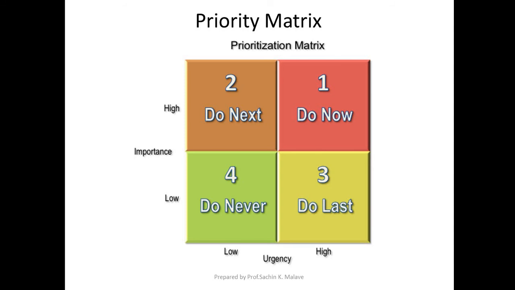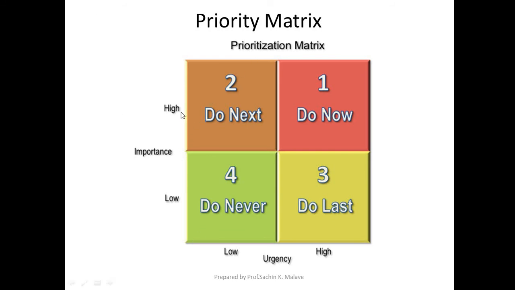Why the priority? Because, as we have seen in the Pareto chart also, the organization always has more problems than the number of resources. Resources are limited and the problems are more, so we have to prioritize the problems. Which problem is to be tackled first, that is to be decided. The priority matrix is a tool to decide that priority. You can say it is a decision making tool.